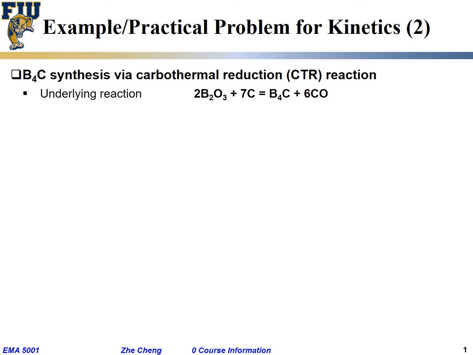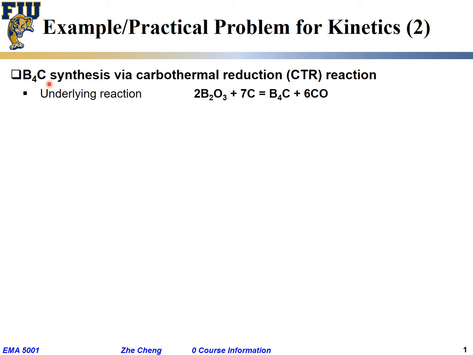Let's look at another example. We are looking at one material, B4C, which is boron carbide. We call it boron carbide. It's a ceramic material. It doesn't have metal in it, but two non-metal elements. One is boron, one is carbon in a crystal structure, B4C.